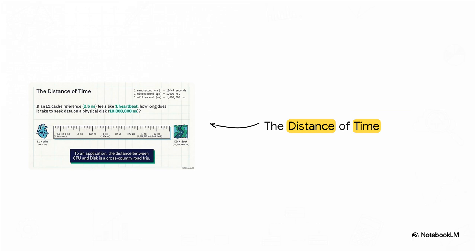Now, this is where it gets really fun. We're translating abstract nanoseconds into visceral human terms. When we talk about latency, an L1 cache reference takes about 0.5 nanoseconds. So imagine that as a single heartbeat. Badum. But a physical disk seek, that takes 10 million nanoseconds. So if that cache read is a single heartbeat, pulling data from a spinning disk is the equivalent of a grueling cross-country road trip. To your application, that distance is literally monumental.